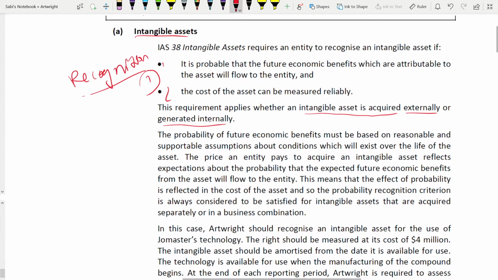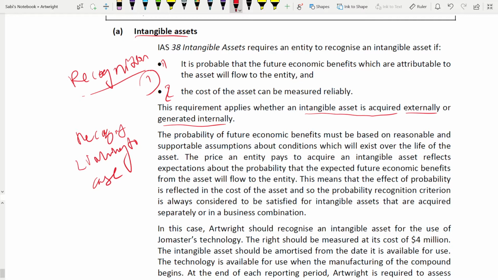Now we are moving to what? We have to see whether you can recognize it or not based on these two criteria. First one is probability, second one is the cost. So this talks about the recognition. Now you are linking it to the case study, the recognition step for intangible asset. Recognizing an intangible asset is an area which examiners often ask about, because it's a tough area. It's tough to decide whether you are going to recognize it or not.